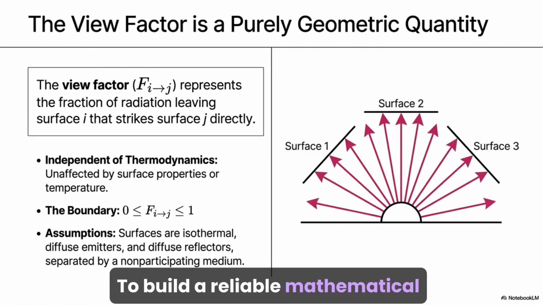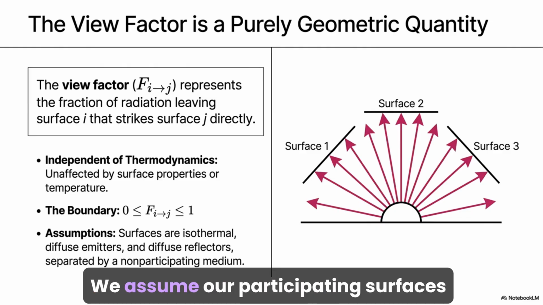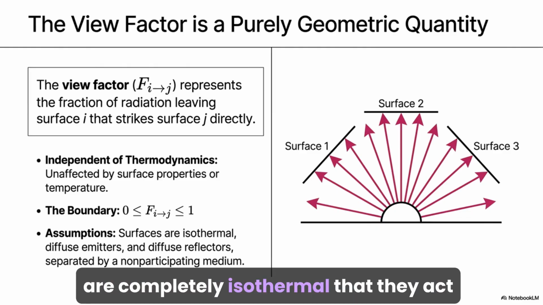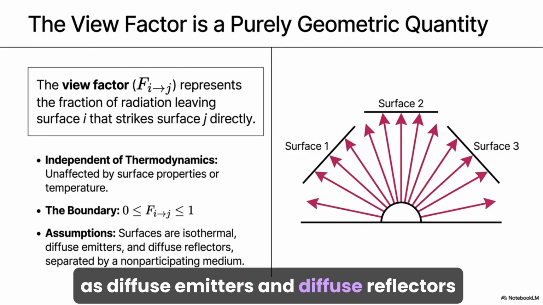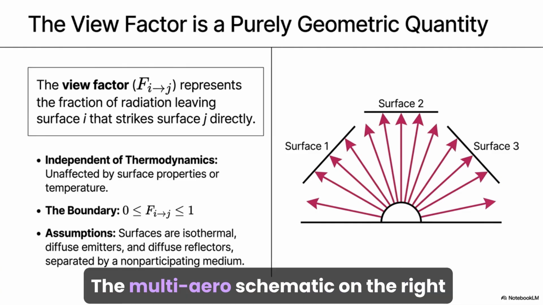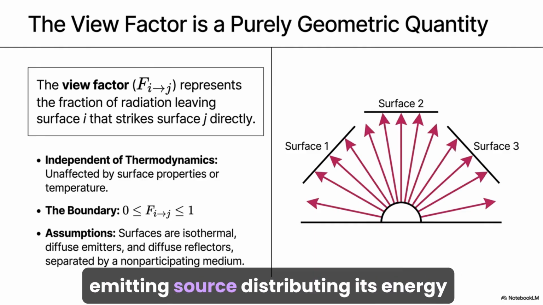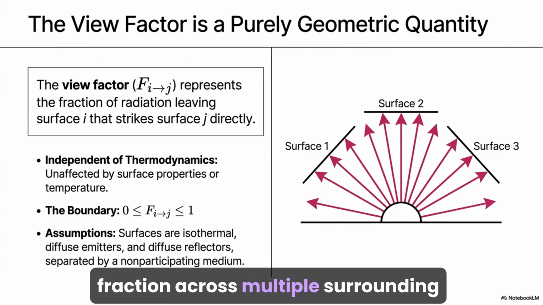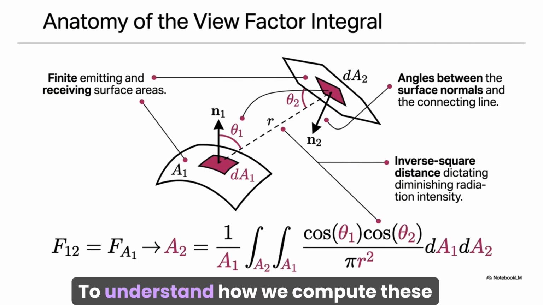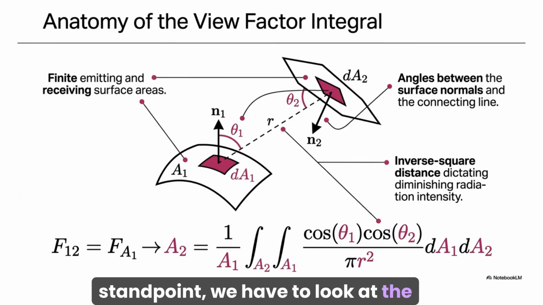To build a reliable mathematical framework around this, we establish a few core assumptions listed at the bottom. We assume our participating surfaces are completely isothermal, that they act as diffuse emitters and diffuse reflectors, and that they interact across a perfectly non-participating medium. The multi-arrow schematic on the right illustrates this perfectly, showcasing an emitting source distributing its energy fraction across multiple surrounding walls.